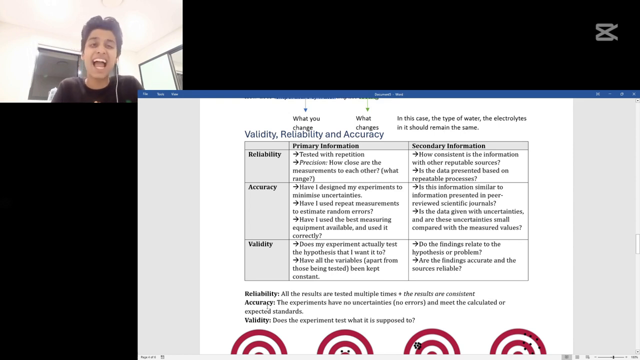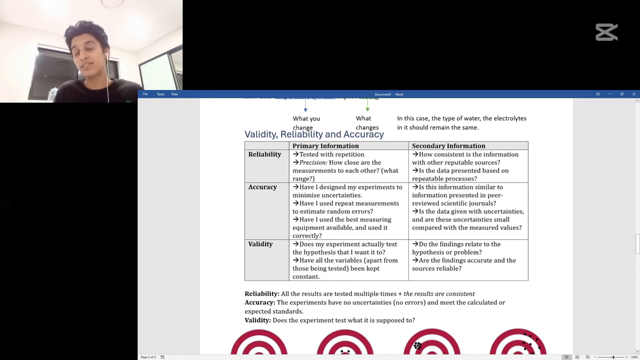Now, validity. Does my experiment actually test the hypothesis that I want it to? Have all the variables apart from those being tested been kept constant? So let's say you want to measure the mass of a HP mouse, but then in your experiment you measure the mass of a Lenovo mouse. Here you're not actually testing your hypothesis. Your experiment is not doing what it's supposed to. It's not testing its aim, and therefore your results are not valid because they're not testing what they're supposed to. And have all the variables been kept constant? No, because you've changed the type of mouse. So that's an example of something that's not valid.